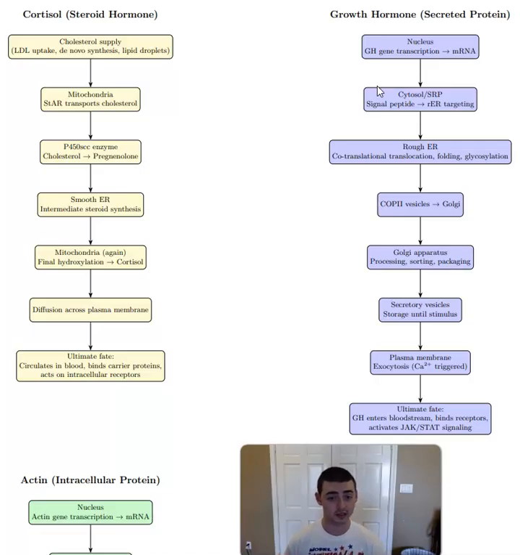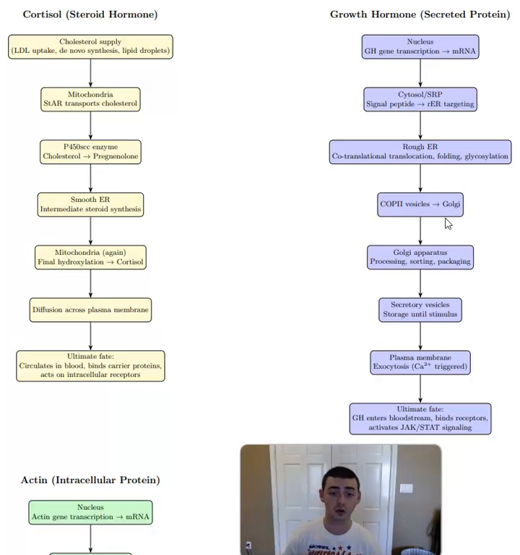Next, the protein is packed into COPII vesicles and transported to the Golgi apparatus, right here. The Golgi acts as the cell's post office, further processing and sorting growth hormone.